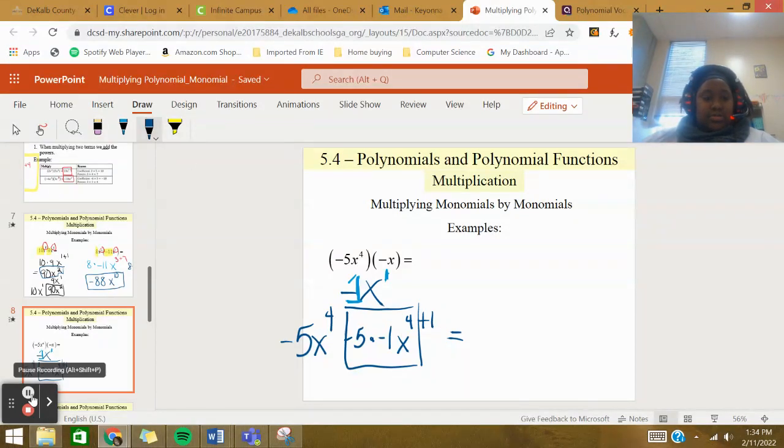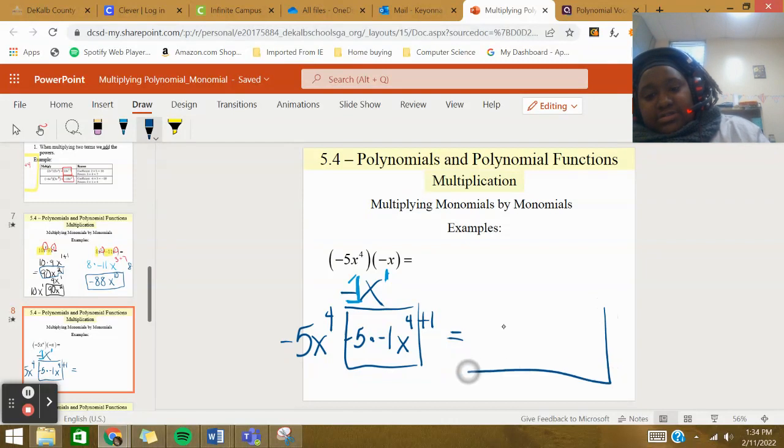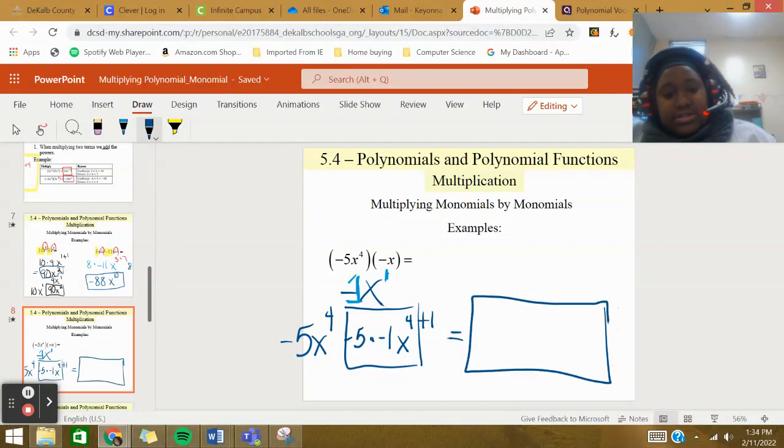So now all I want you guys to do is tell me what my final answer would be and fill that in on your note page. Okay. So these are multiplying two monomials.